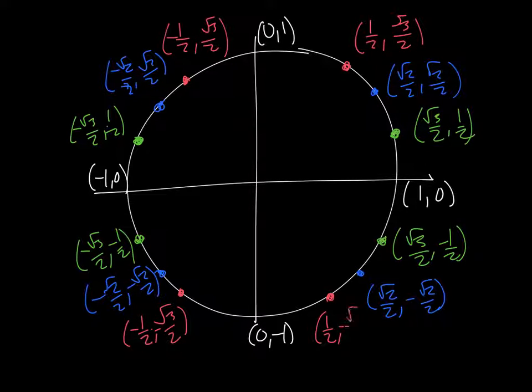So we have 1/2 and negative root 3 over 2. And this is a full unit circle. So this is something that you want to practice over and over again or watch several times. All right, good luck.